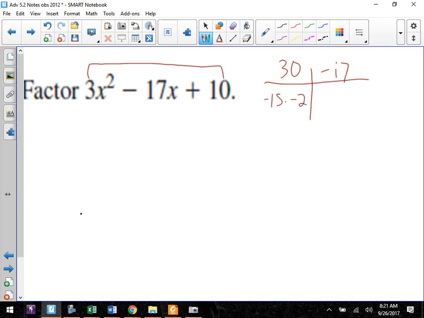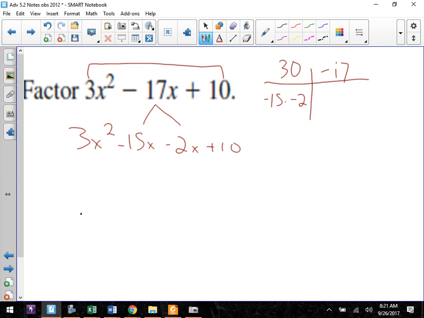Now, I call it factor by grouping. It's also sometimes referred to as split middle term. Remember that? Because what I'm going to do here is split this middle term into 3x squared minus 15x minus 2x plus 10. Okay? How many terms do I have now in my statement? 4.